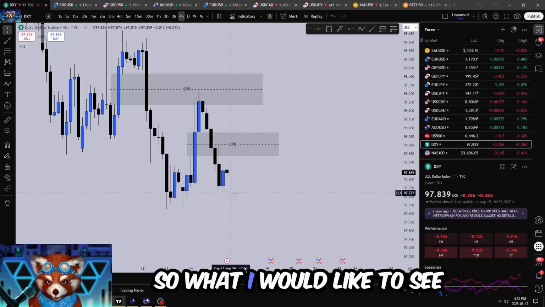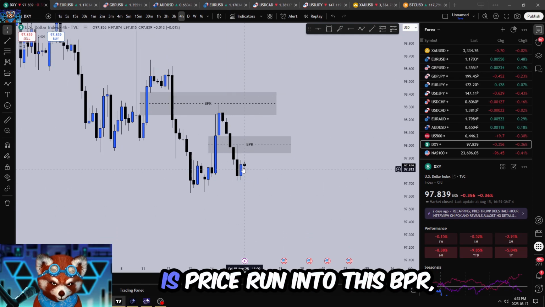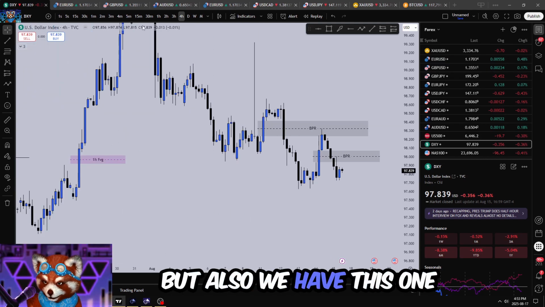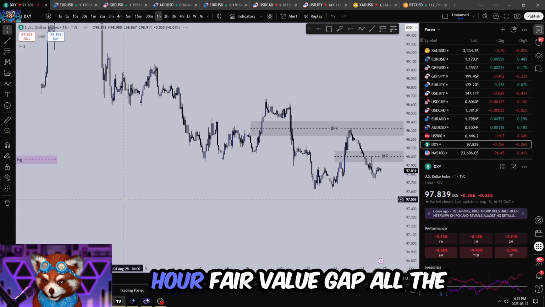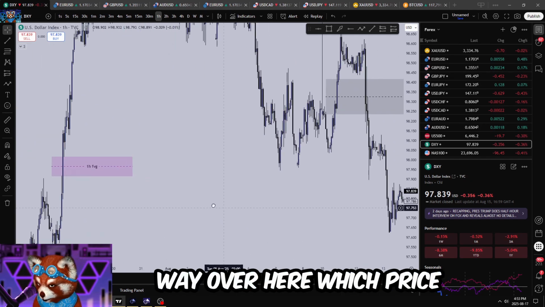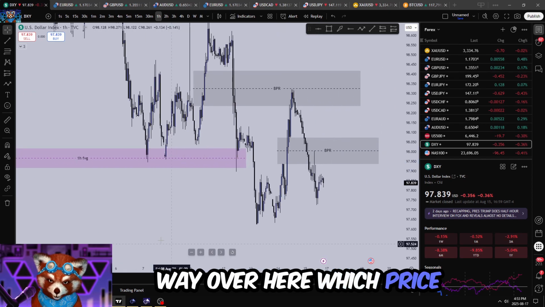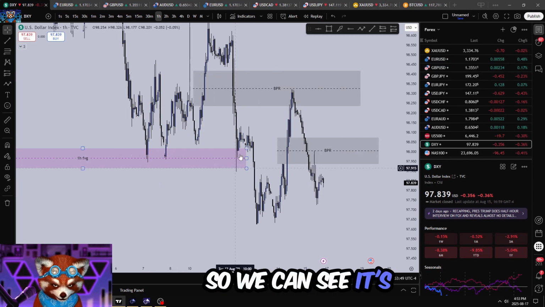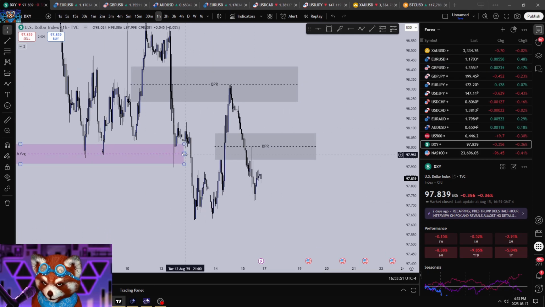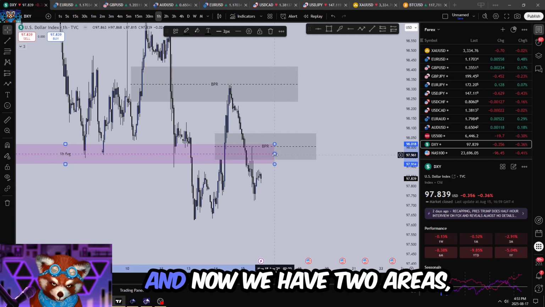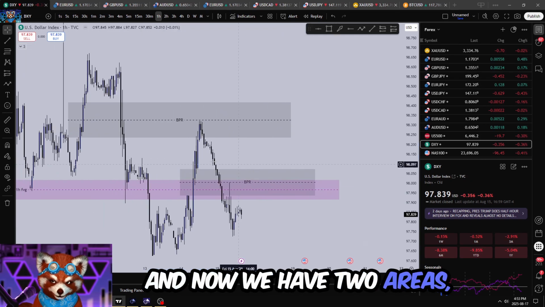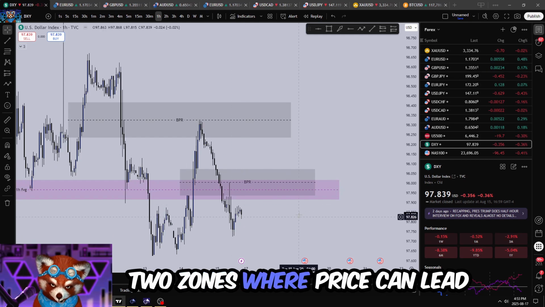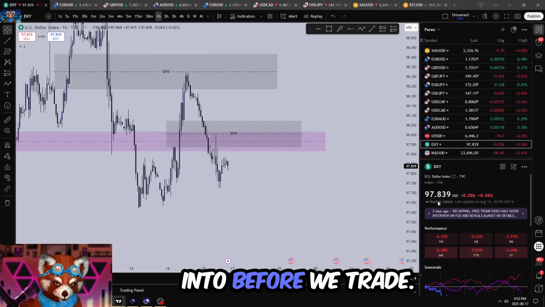So what I would like to see is price run into this BPR, but also we have this 1 hour fair value gap all the way over here, which price tapped once, twice, 3 times. So we can see it's an important area. And eventually it broke it. And now we have 2 areas, 2 zones where price can lead into before we trade.